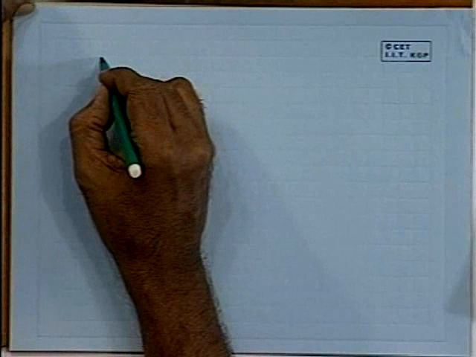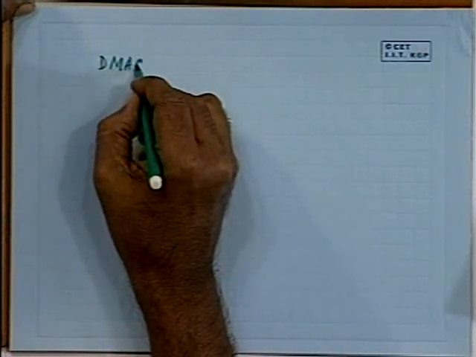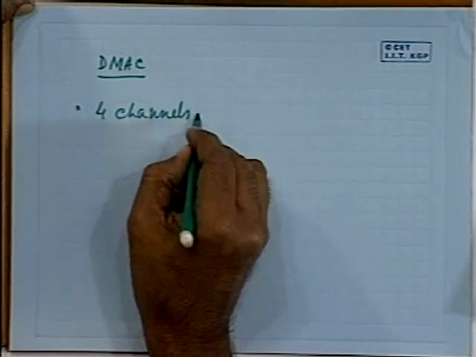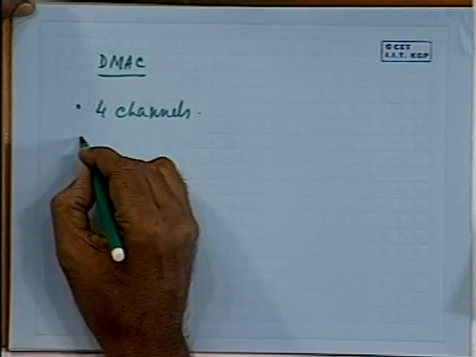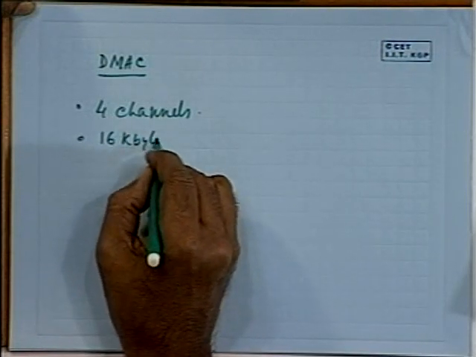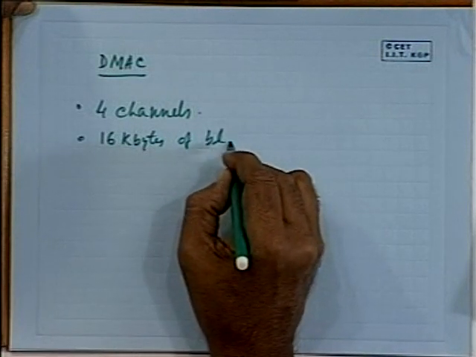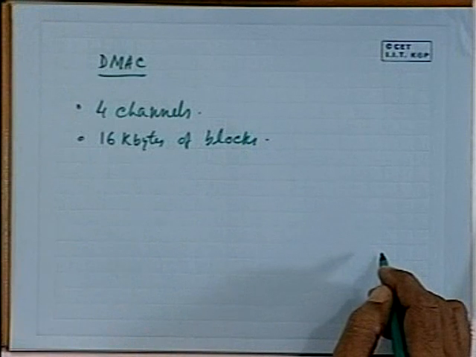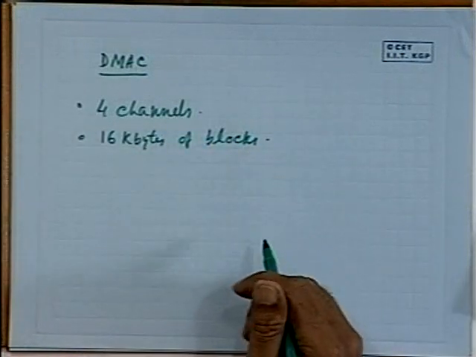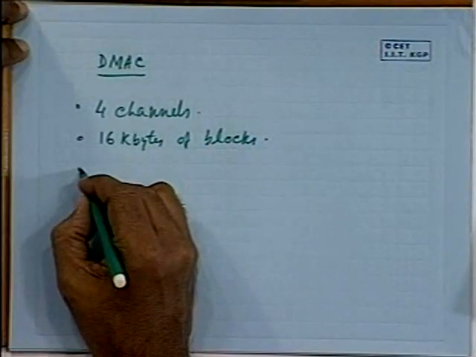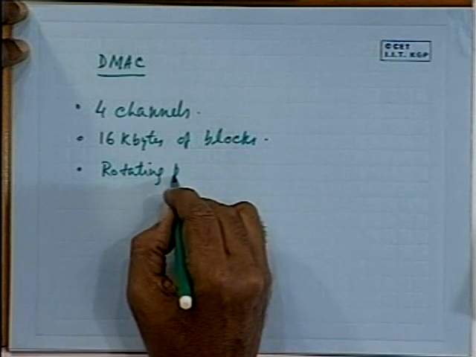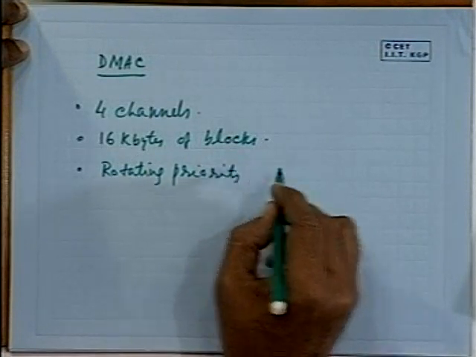Similarly, the DMA controller that I have discussed is also very versatile. It supports 4 channels, as you have seen. It can also transfer 16 kilobyte blocks of data in a go between the I/O device and the memory devices. Then it also provides you rotating priority or fixed priority.